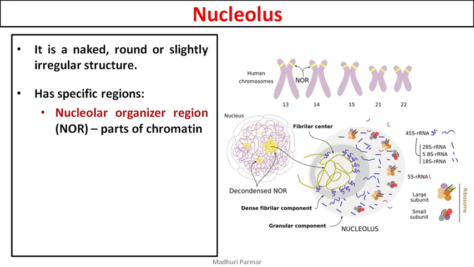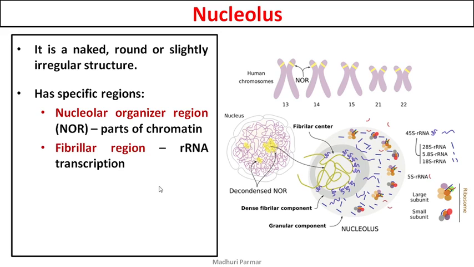Your ribosomal RNA is encoded by genes, my mistake. So these genes on your chromatin are present here in the nucleolar organizer region. So if somebody asks you what is present in NOR, NOR has the DNA, the chromatin. This DNA has the gene for making rRNA.